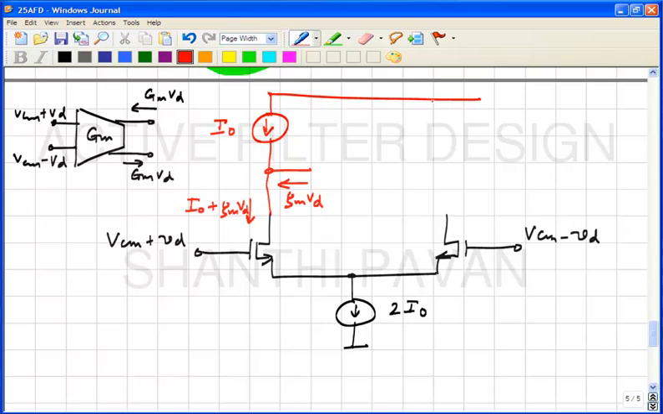Alright. Now what should I do here? Do the same thing. This is I naught. And what is happening here? What is this current? I naught minus GMVD. Okay. So what's happening? GMVD going out. Does it make sense?